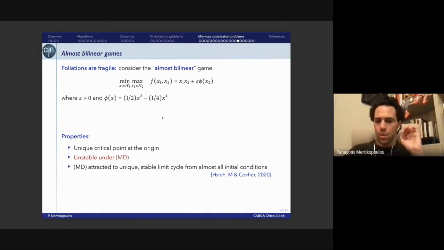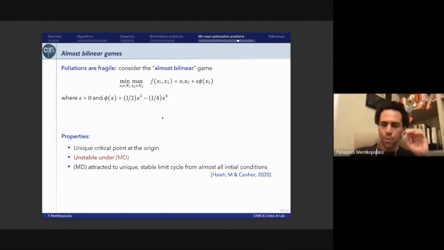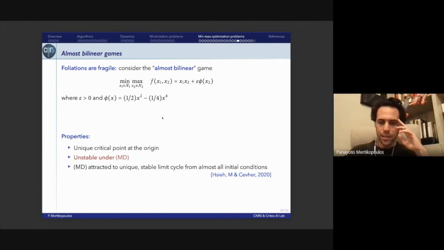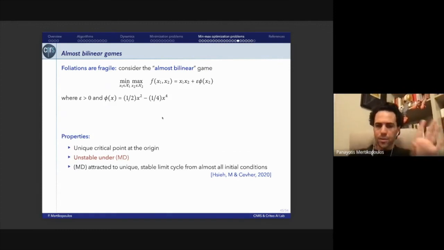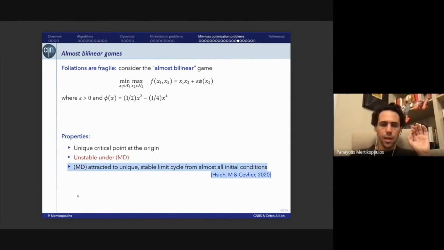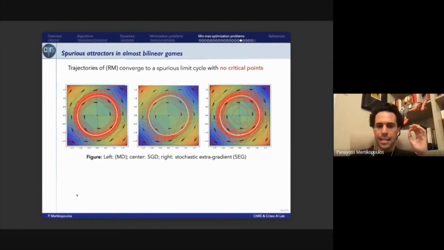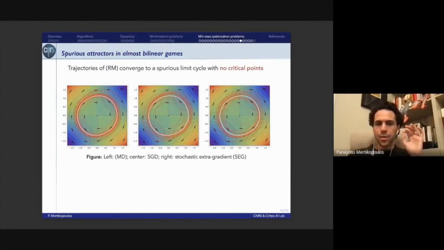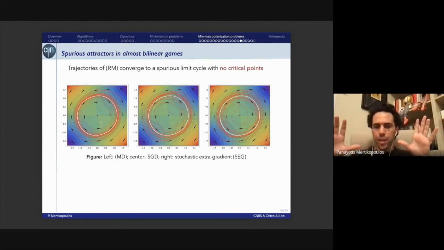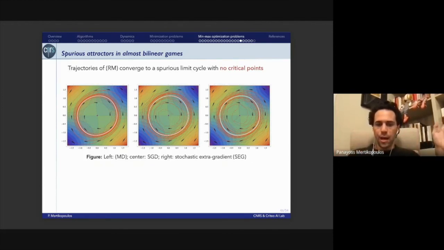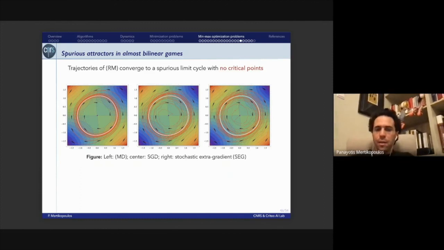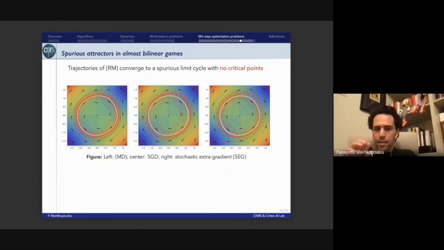You can prove this with a Poincaré-Bendixson argument and by calculating a particular abelian integral. I don't want to go into these details, but you can show exactly this last property. What does this tell us? That if you take a slight perturbation of a bilinear game, then all Robbins-Monro trajectories will now coalesce to the same limit cycle. This is what I'm showing here, where on the left you have the continuous-time trajectories, and in the middle and the right you have the corresponding trajectories of stochastic gradient descent and extra-gradient.